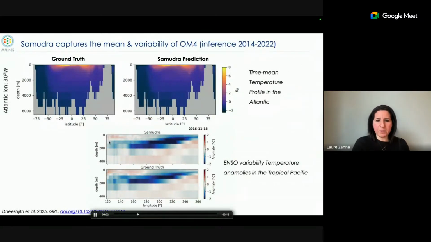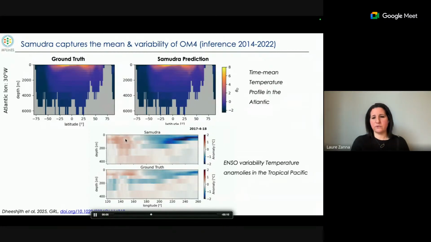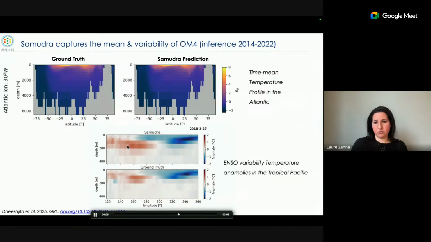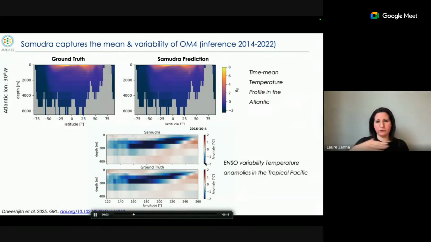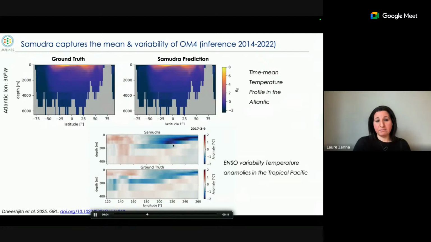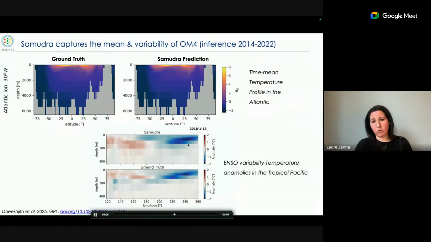So here on the top, both of them are temperature variability in the tropical Pacific. So this is ENSO variability, this mode of variability in the tropical Pacific. We're looking at depth, longitude now. So we are along the tropics, and Samudra is on top. At the bottom is the ground truth from the numerical model.